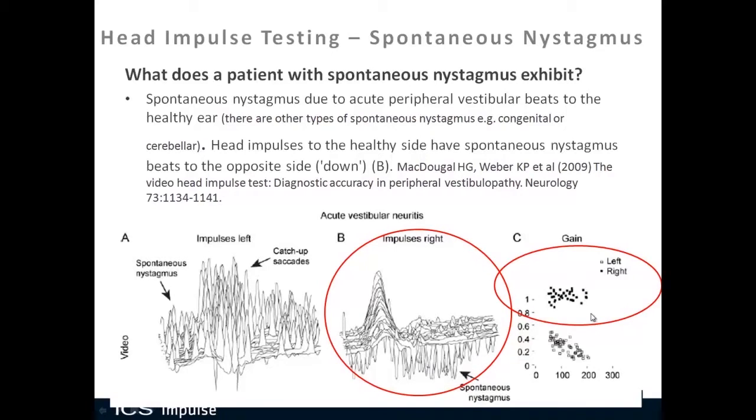And what we see in the gain is that the right gain is within normal limits. So the spontaneous nystagmus is beating rightward. If we would have catch-up saccades, they would be beating leftward or upward. And we don't have any catch-up saccades because the right side is normal.